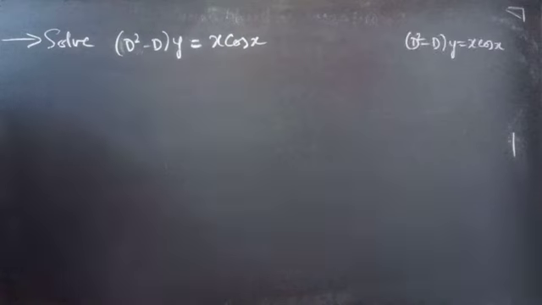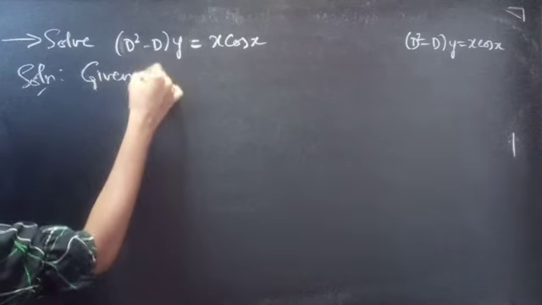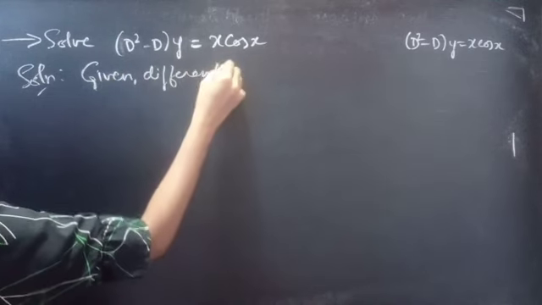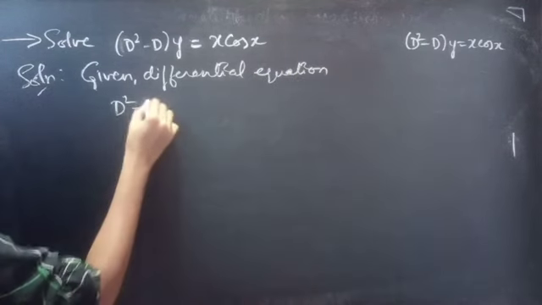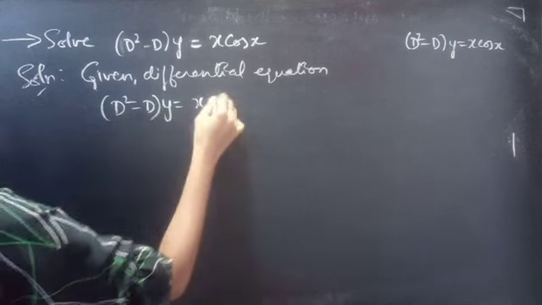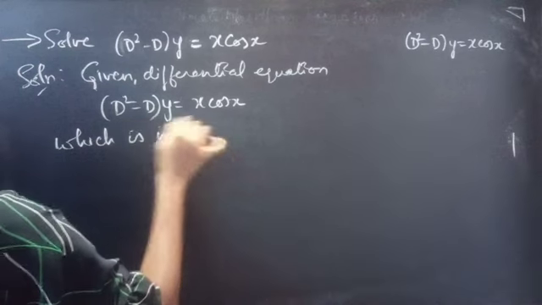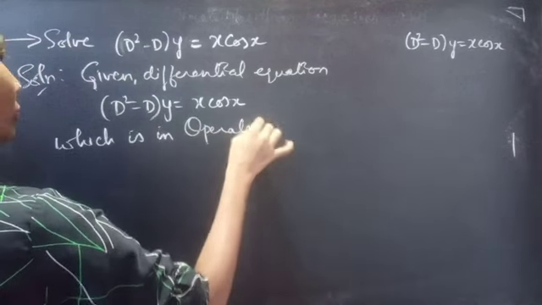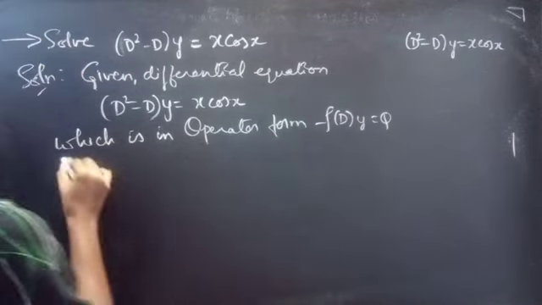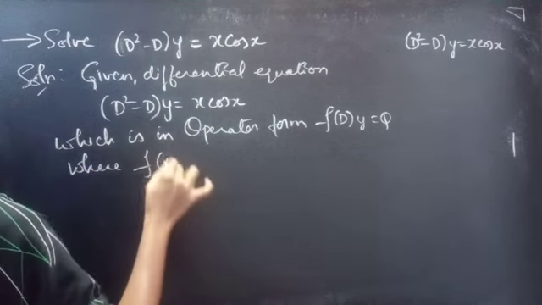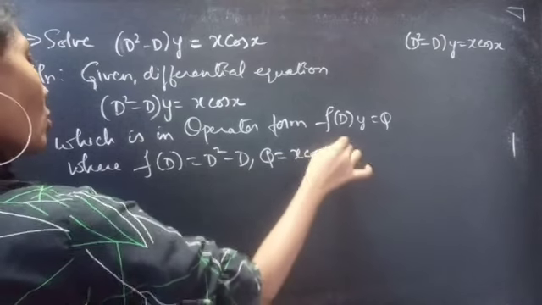Now coming to the problem. Given differential equation (D² − D)y = x cos x, which in operator form is f(D)y = Q, where f(D) = D² − D and Q = x cos x.